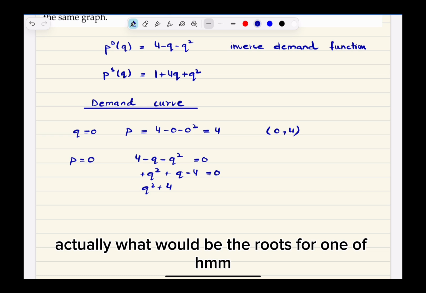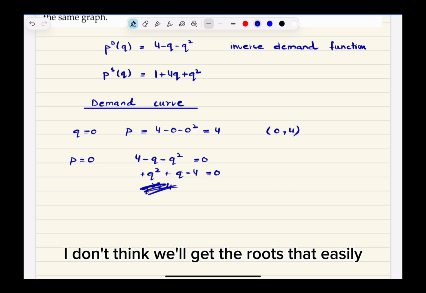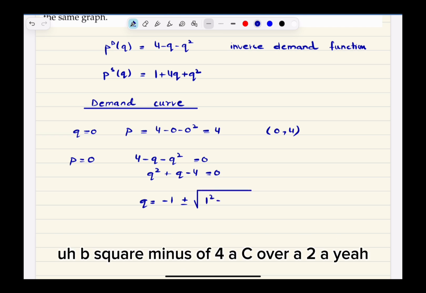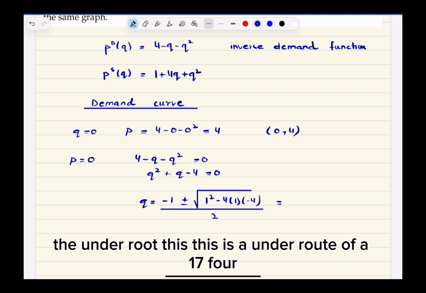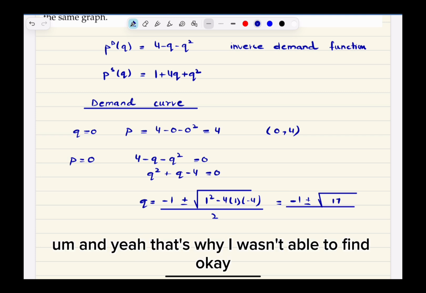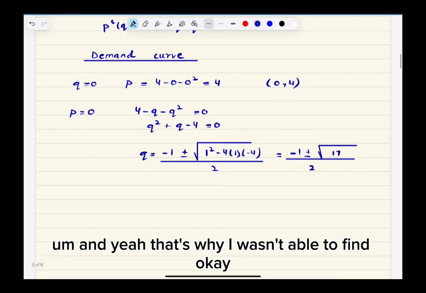Actually, what would be the roots? I don't think we'll get the roots that easily. Let's just apply the formula: minus b plus or minus the square root of b squared minus 4ac, over 2a. Yeah, the under root. This is the under root of 17, since 4 fours are 16 plus 1 is 17. Yeah, that's why I wasn't able to find it.